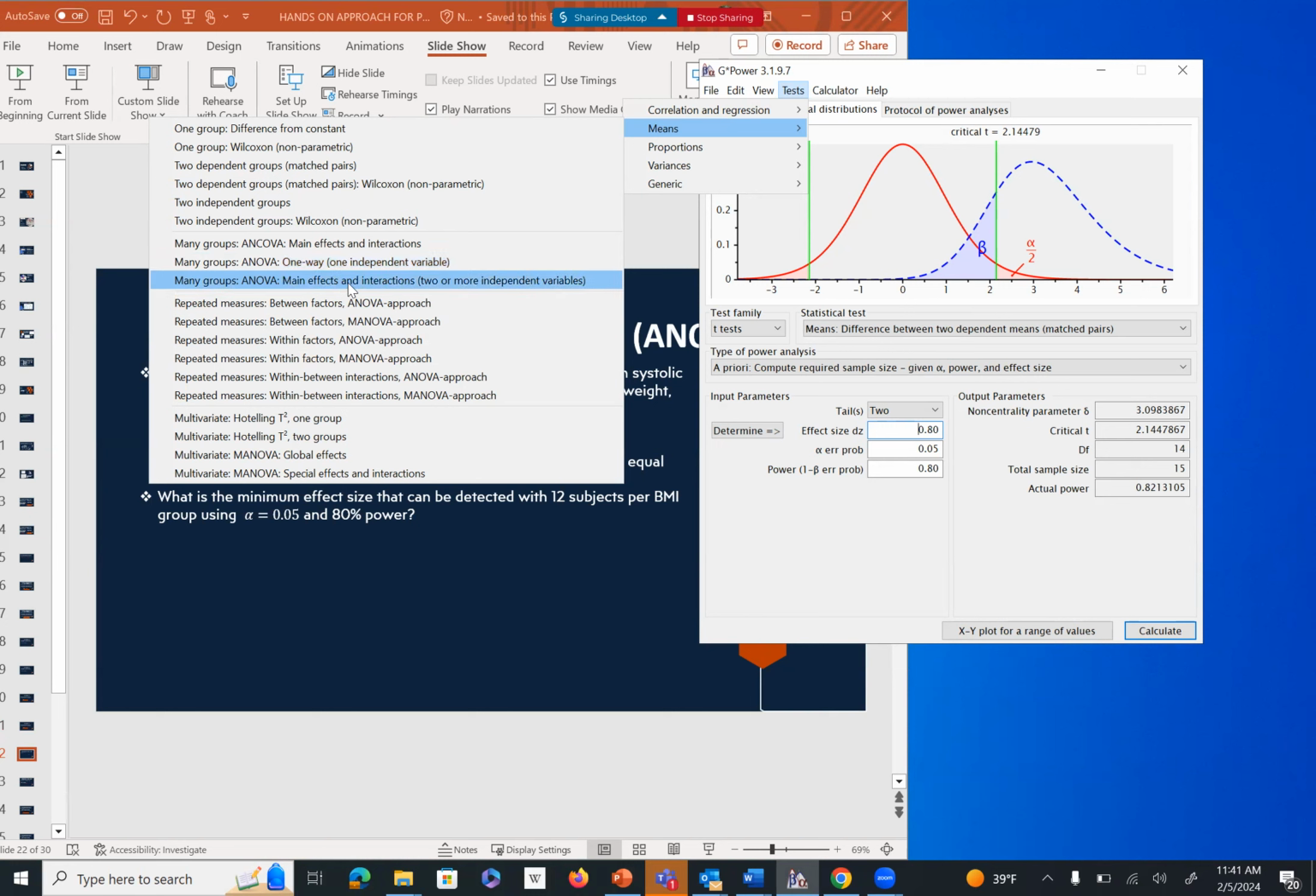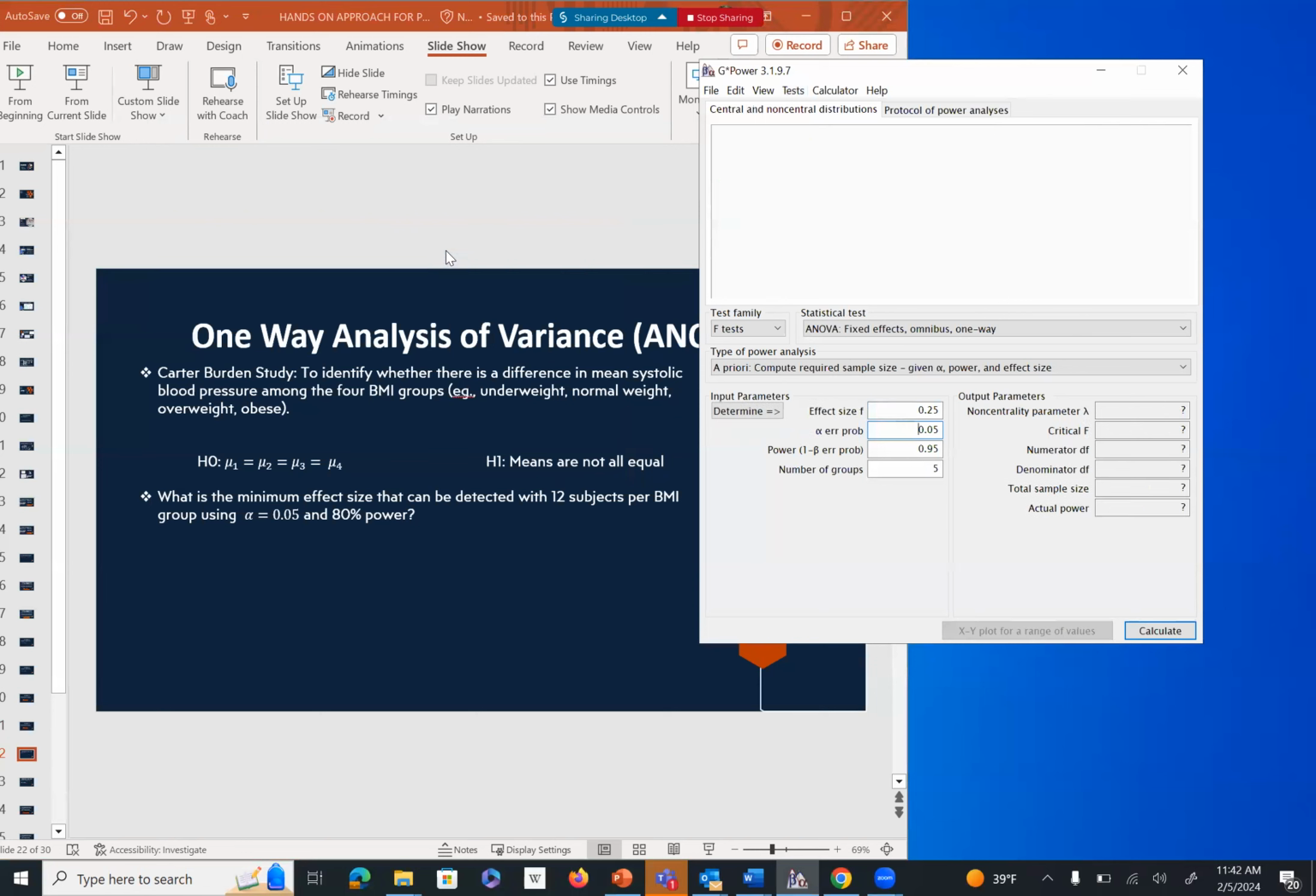And then if you're looking at more than 2 factors, which will be the next example, then you'll use the main effects and interaction option. I'll show you that after the one-way ANOVA. So let's perform many groups ANOVA one way with one independent variable. And here, now we move to the F test. So the T test is what we use to compare the difference between means in a sample. And then the F test is used when you're looking to compare the difference in the variance.